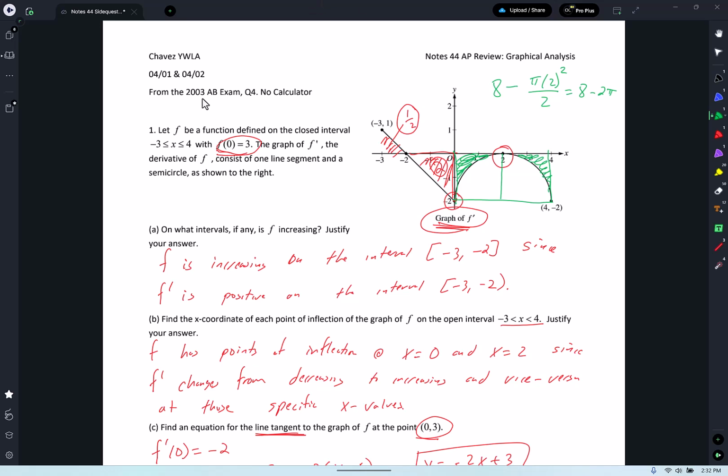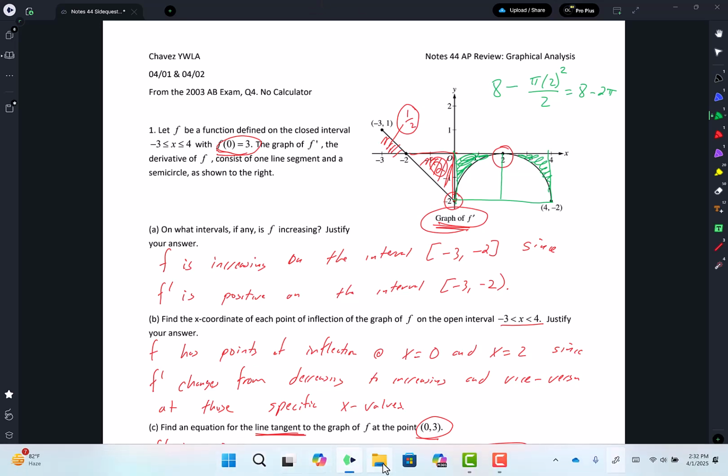Let's look at the rubric. What year? 2003, question 4. So let me look at the rubric.